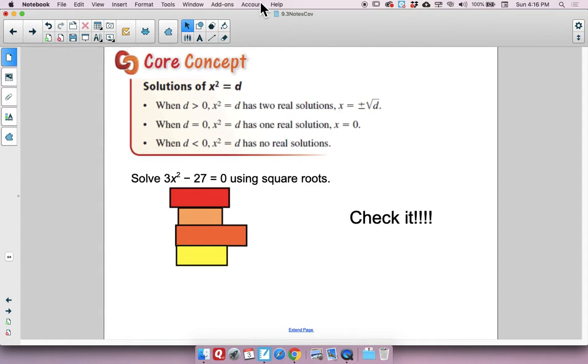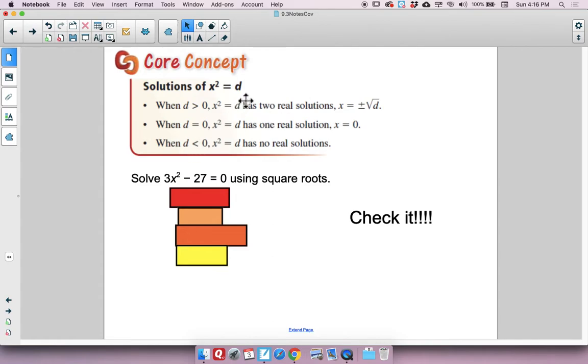Okay, so here we go. If we have something in the form of x squared equals d, where d is greater than 0, then we're going to have 2 real solutions, okay? For example, this would be x squared equals 9. Well, if x squared equals 9, then the square root of x squared is equal to the square root of 9, and we know the real roots of 9 are 3 and negative 3, so plus or minus 3. So there'd be 2 solutions, okay?